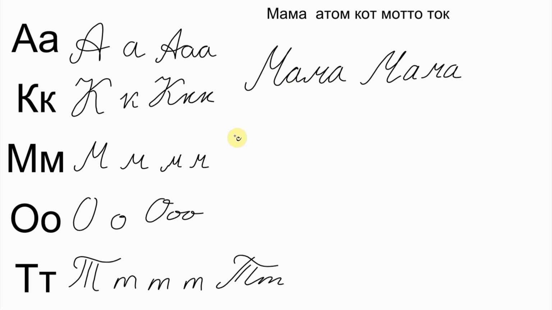Next word would be atom. Atom. This wing was supposed to connect 2 letters together, but it connects from up, and M starts from the lower part. So it's absolutely fine to leave the spaces.